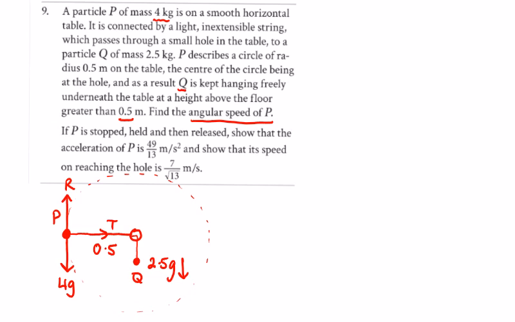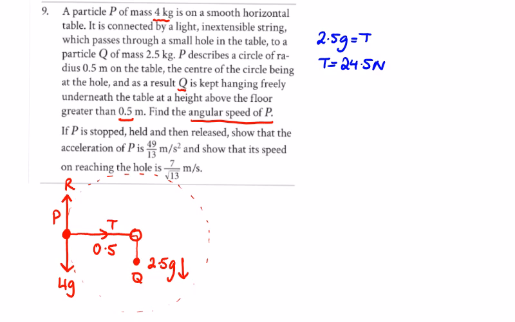So what we start with here, if Q is in equilibrium, the tension in the string, it's not moving down, so 2.5g will have to be equal to the tension in the string. So tension is 2.5 times 9.8, which is 24.5. 24.5 newtons is the tension in the string.